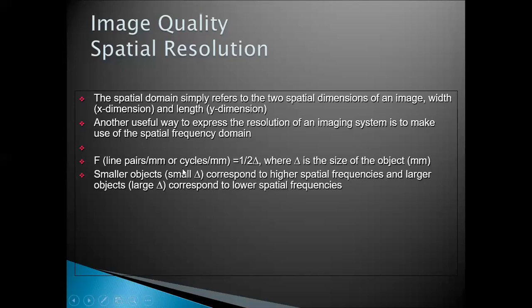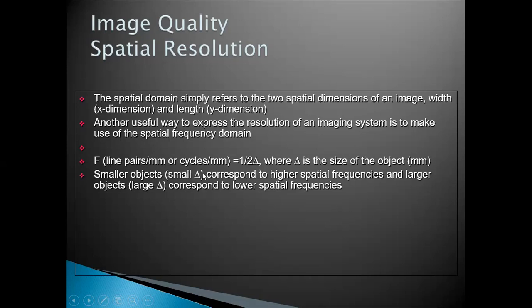So line pairs is a spatial frequency. Spatial frequency is the line pairs per millimeter. What do you mean by this? For an object, the line pairs per millimeter is just 1 over 2 times the size of the object.